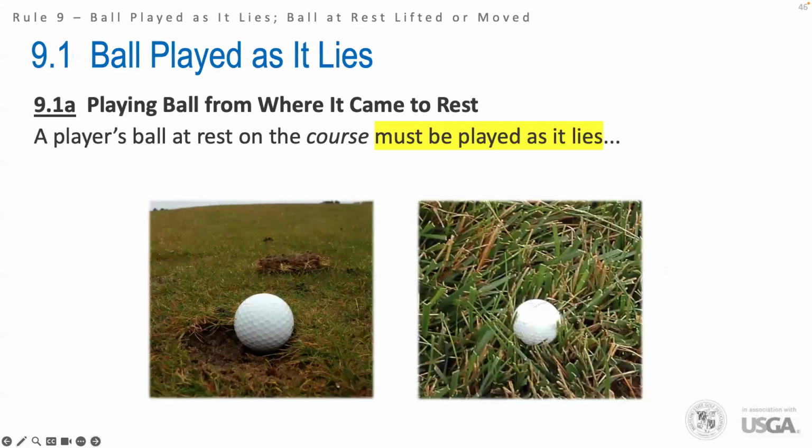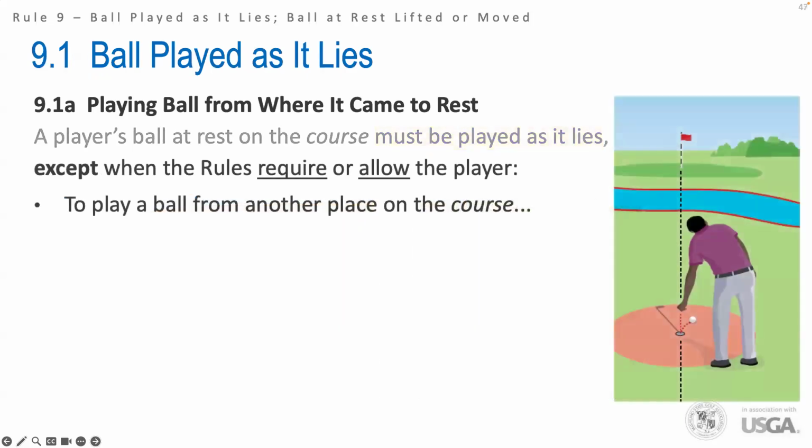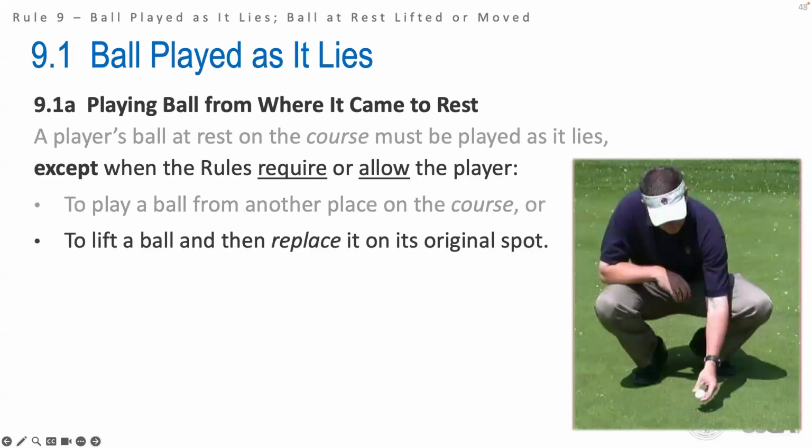So playing a ball from where it came to rest: a player's ball at rest on the course must be played as it lies, except when the rules require or allow the player to play a ball from another place on the course. Here in the picture, we see a player taking relief from a penalty area. They're not going to play it where it came to rest. That's okay, as long as they're playing it from the correct relief area. Another exception is to lift a ball and then replace it on its original spot. Here, the player is replacing the ball after it had been moved from its original spot.